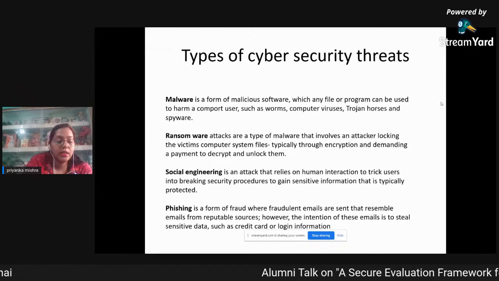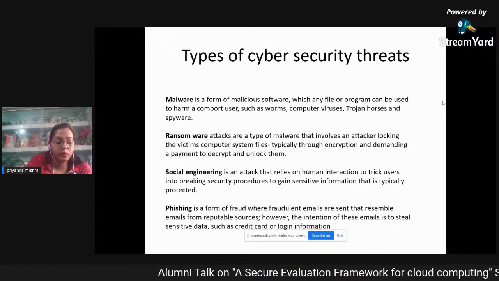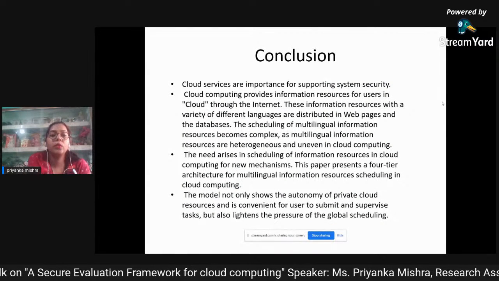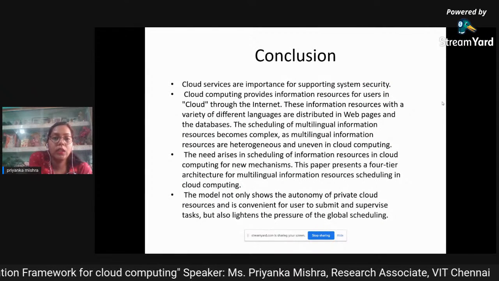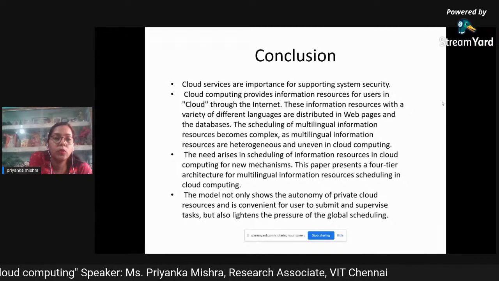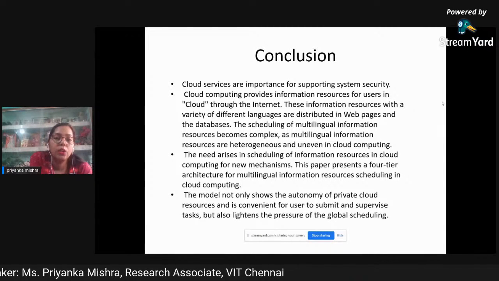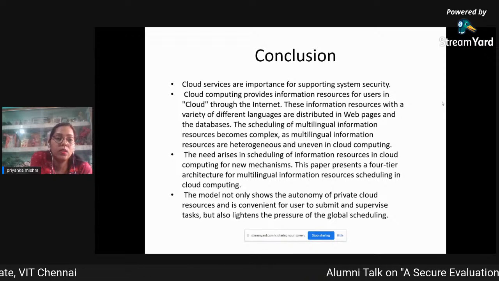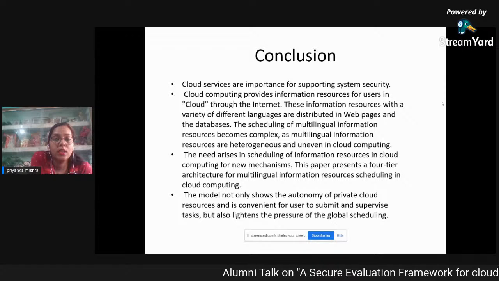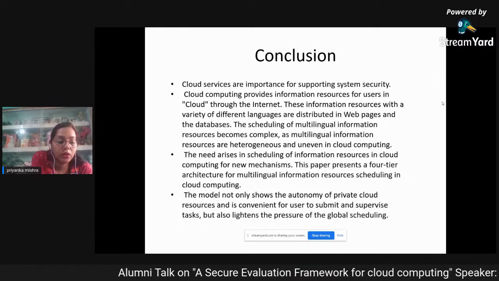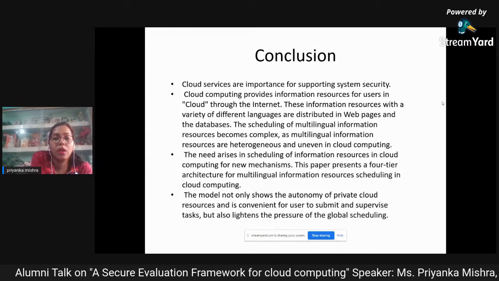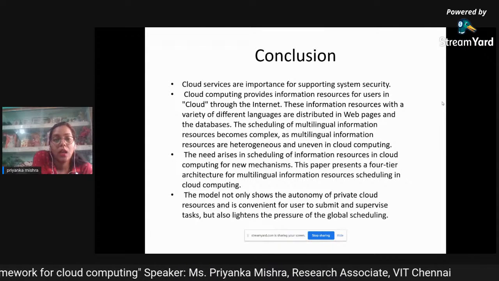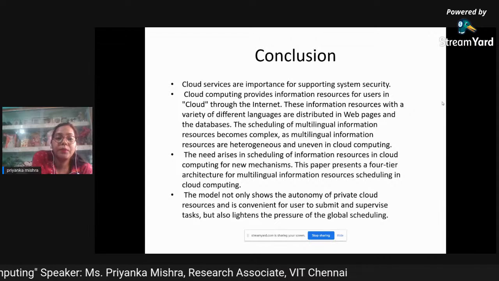Next we come to the conclusion part. Cloud services are important to supporting system security. Cloud computing provides information resources that users can access through the internet. These are often targets, with resources in different languages, distributed web pages, and databases. So we have many kinds of resources.